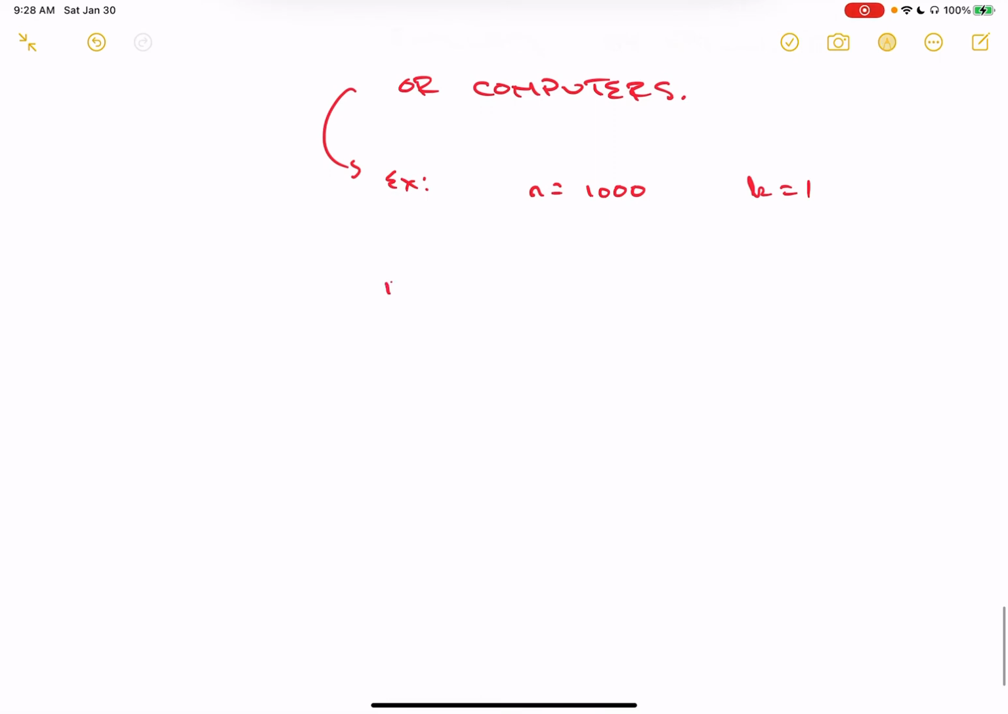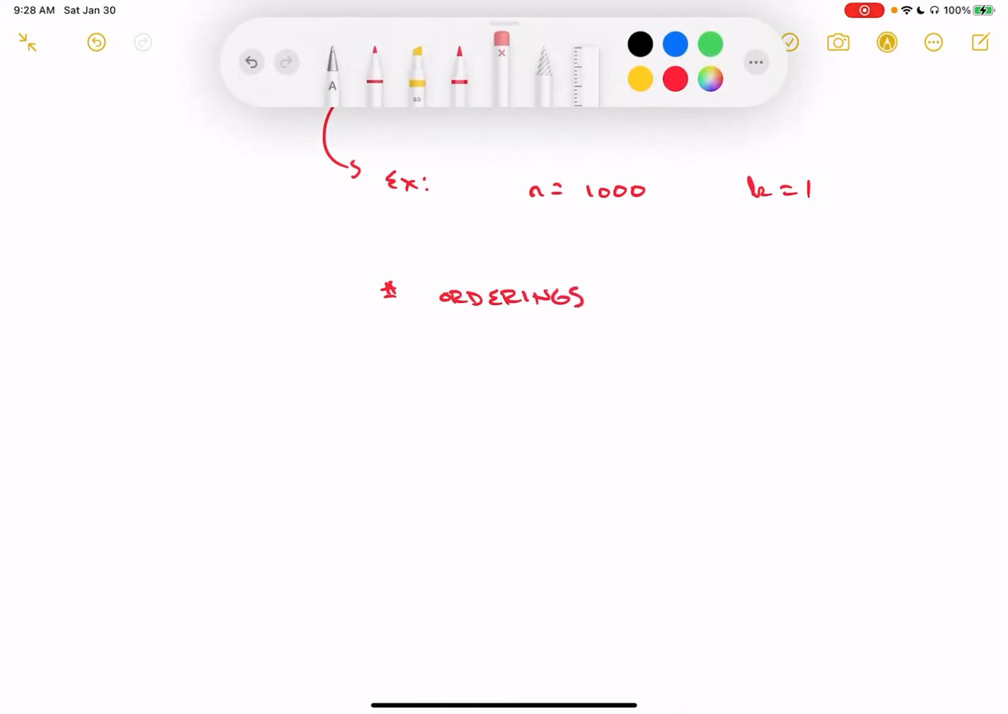Well, we could say that the number of orderings here is equal to, maybe I should make this slightly different. Let's make this k equal to 2, just so it's a little bit interesting. The number of orderings would be something like this. I have 1,000 ways of choosing the first one, and then I'm going to have 999 ways to choose the second one, right? So if I multiply that together, I get 999,000 ways that I can carry out this particular experiment.